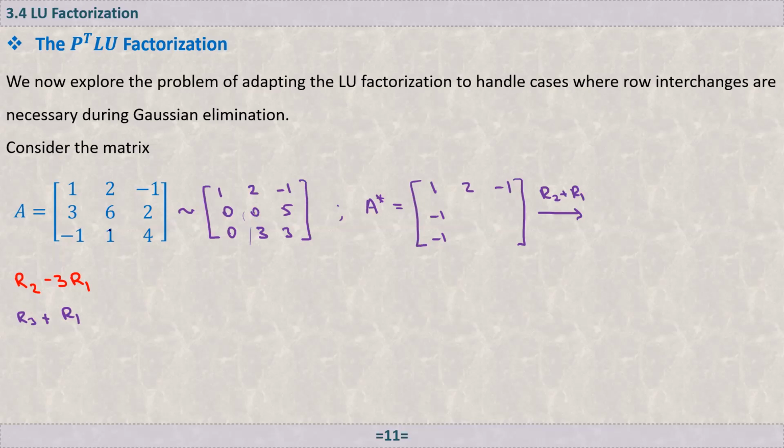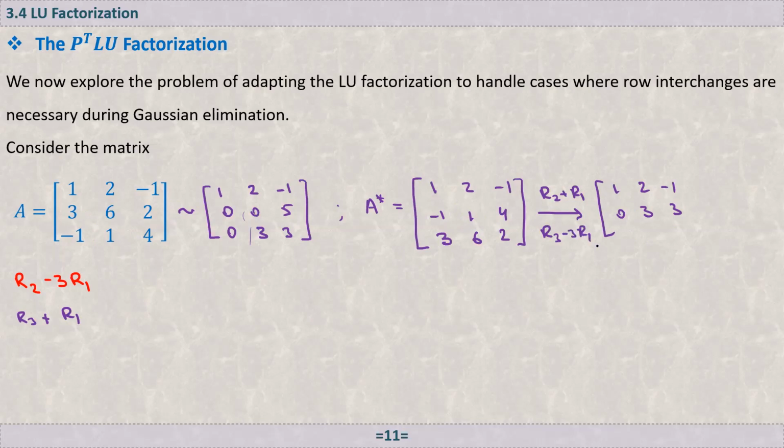Okay, I'm just interchanging the first and second rows. Minus 1, 1, 4, minus 1, 1, 4. Third row is 3, 6, 2. So this one will be 3, 6, 2, right? So R2 plus R1. Here we will have 1, 2, minus 1. Here we have 0. Here we have 3. Here we have 3.